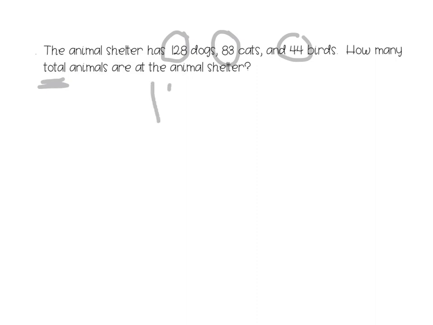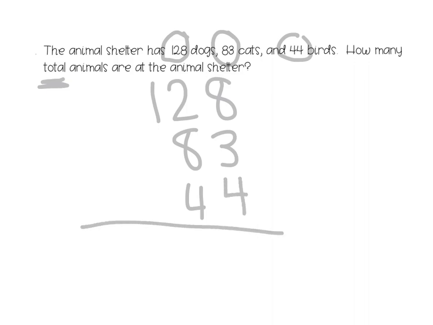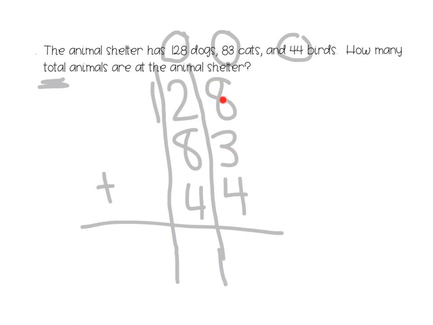So I have 128, 83, and 44. I'm going to add 3 numbers together. I'm going to draw my lanes there so I know where my 1s are, where my 10s are, and where my 100s are. Now remember, we always start in the 1s place. So I'm going to go ahead and add those 3 numbers together.